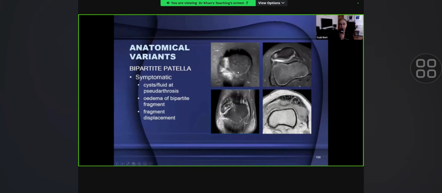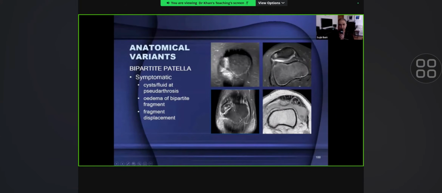This is an example of a patient who can have a symptomatic bipartite patella, which will have, this is a coronal imaging, this is a lateral side, this is a right knee joint, and we can see that there is edema present, not just in the bone, but also in the adjacent surrounding soft tissues.